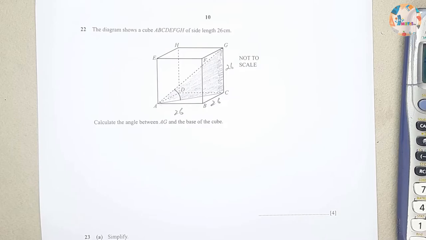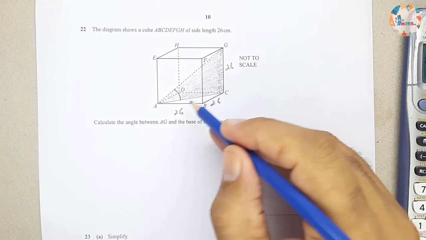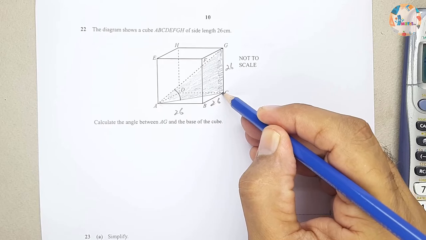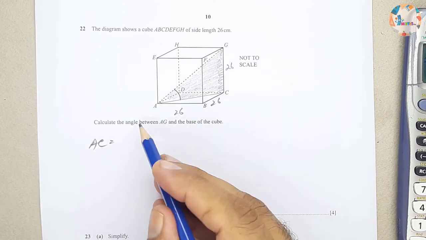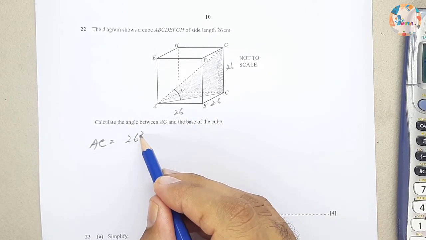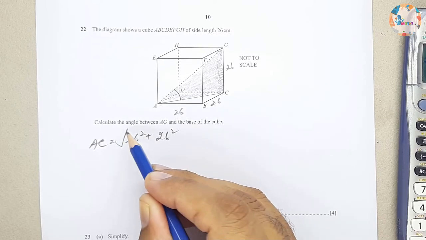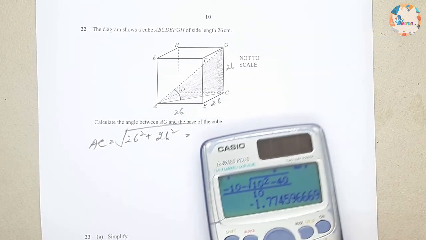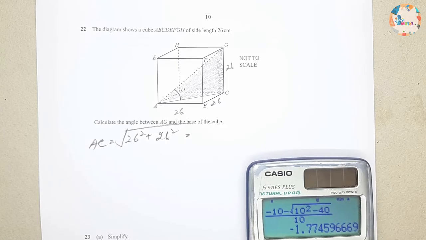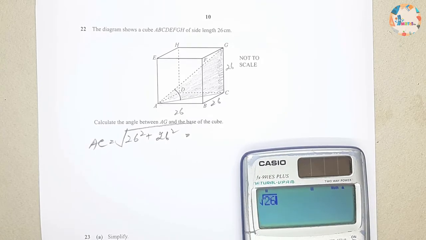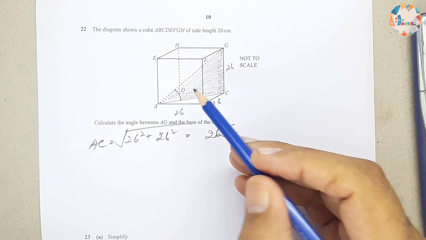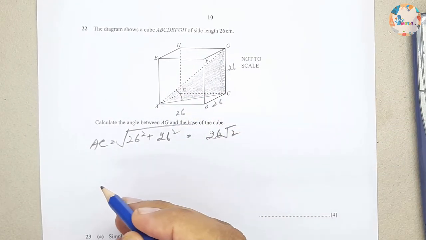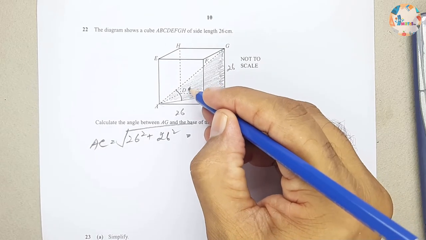Okay, this is done. So now we will first find AC. By Pythagoras theorem, AC will be equal to the root of 26 squared plus 26 squared. 26 squared plus 26 squared will give 26 under root 2. So 26 under root 2 is AC. To calculate the angle, for example, this is theta.